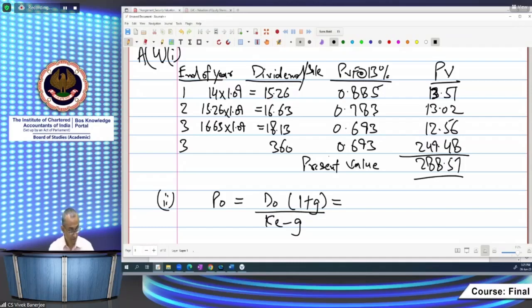D0, 14 into 1 plus growth rate 9% upon KE minus G. Discount factor is 13% minus 0.09.